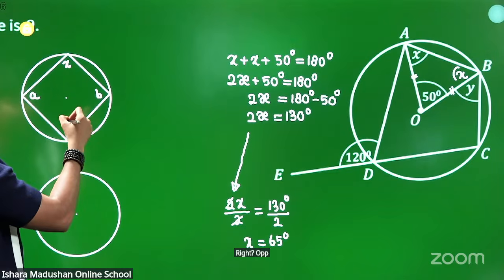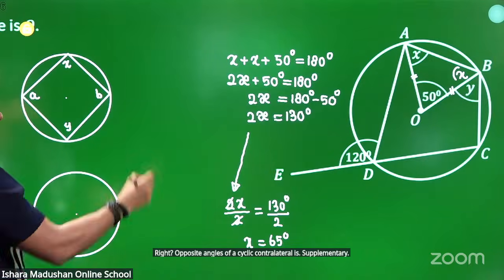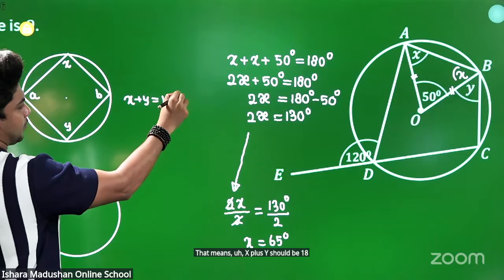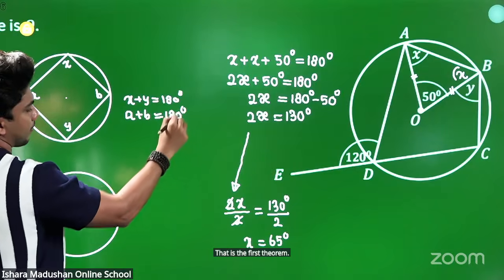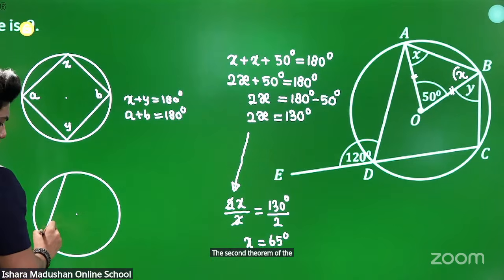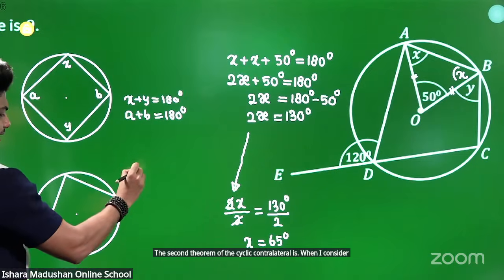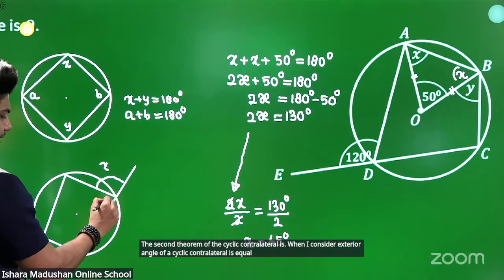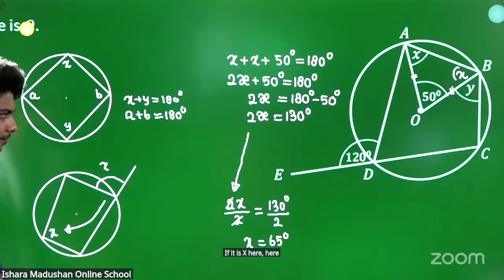The first theorem of the cyclic quadrilateral, Putha, is: opposite angles of a cyclic quadrilateral are supplementary. That means x plus y should be 180, a plus b should be 180. That is the first theorem. The second theorem of the cyclic quadrilateral is that the exterior angle of a cyclic quadrilateral is equal to its interior opposite angle. If it is x here, here should be x.